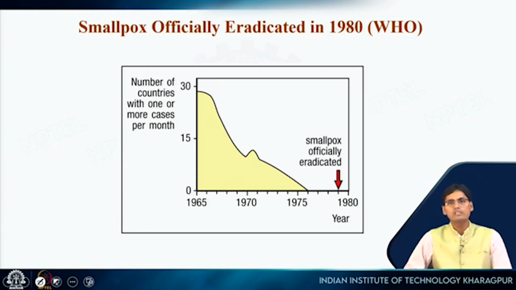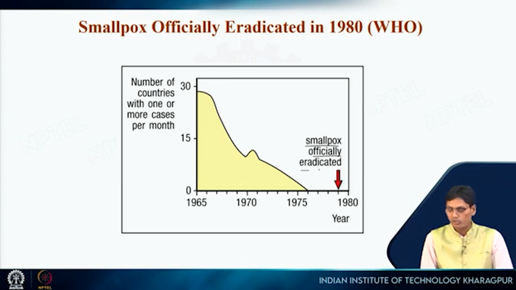Since I started with smallpox, let's see. Smallpox was officially eradicated in 1980, although you will see 1979 mentioned here. There is a one-year discrepancy, as I have taken this from a very standard textbook, which I will refer to at the end. But anyway, that does not create any understanding issues.